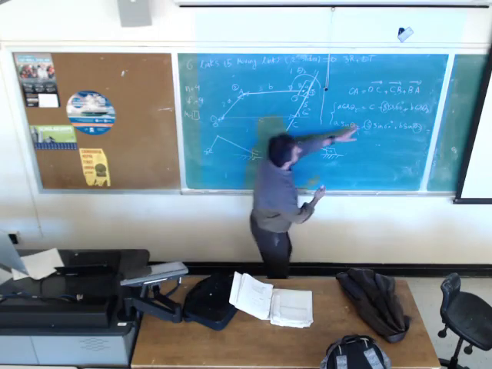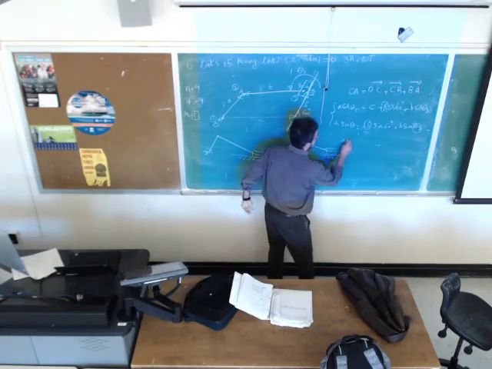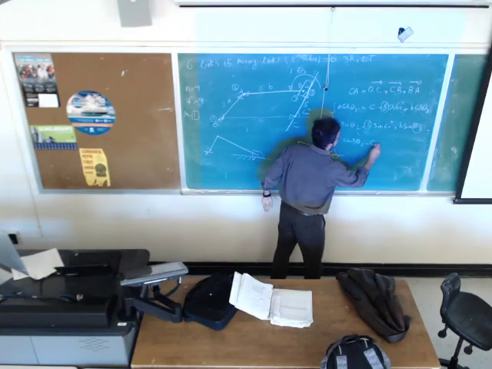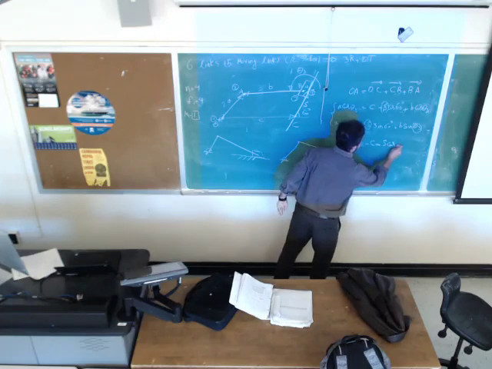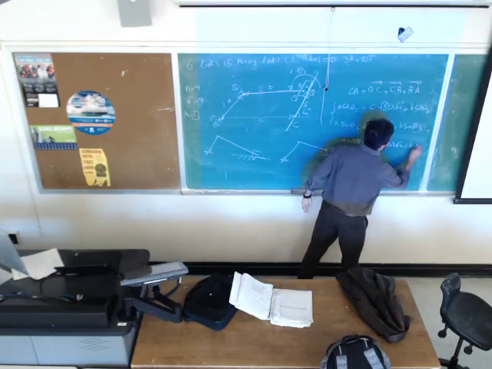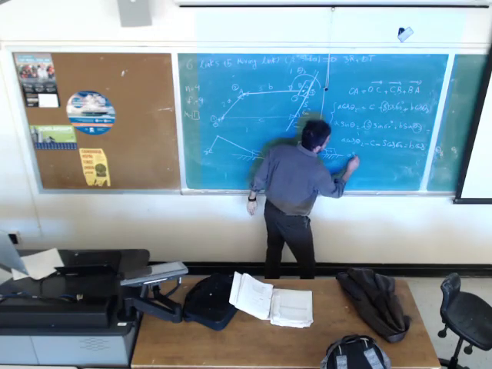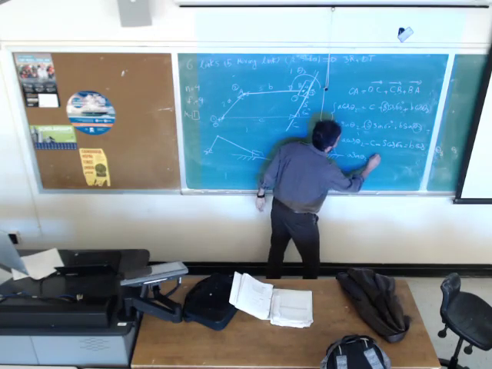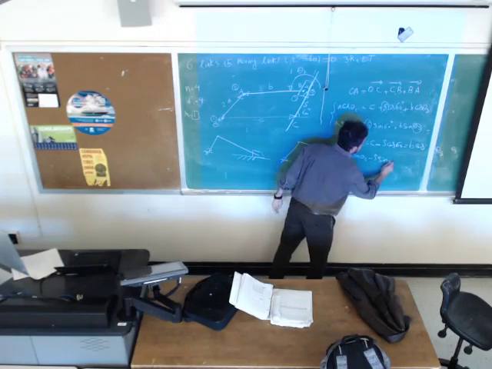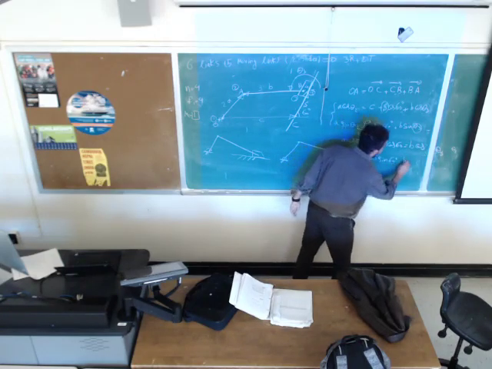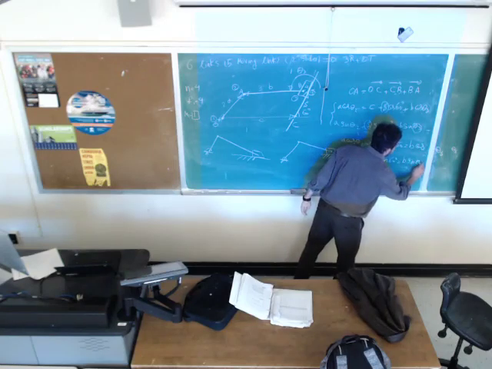How can I do that? Just move these two terms: a cosine of theta 2 minus c minus s cosine of 60 equals b cosine of theta 3. And a sine of theta 2 minus s sine of 60 equals b sine of theta 3.